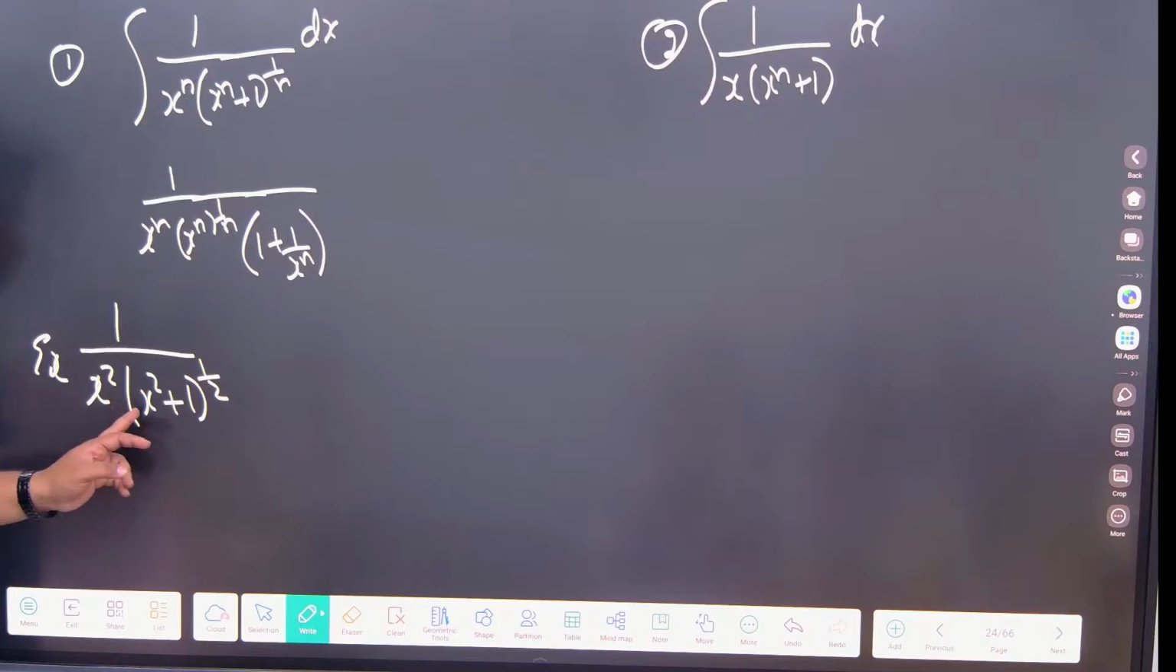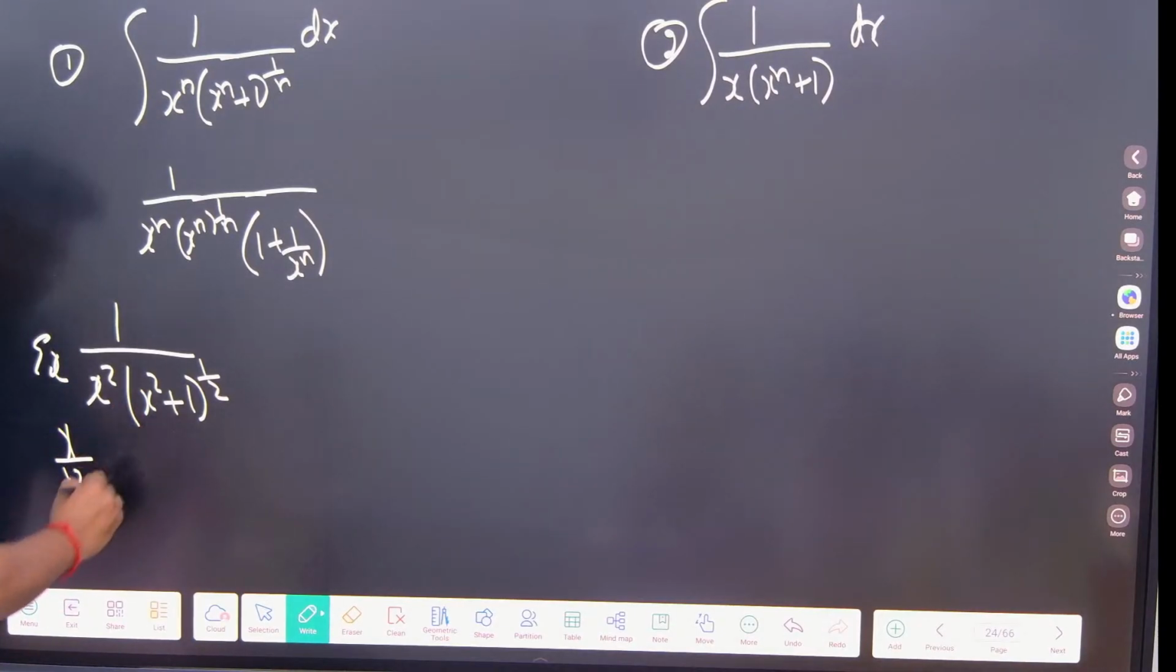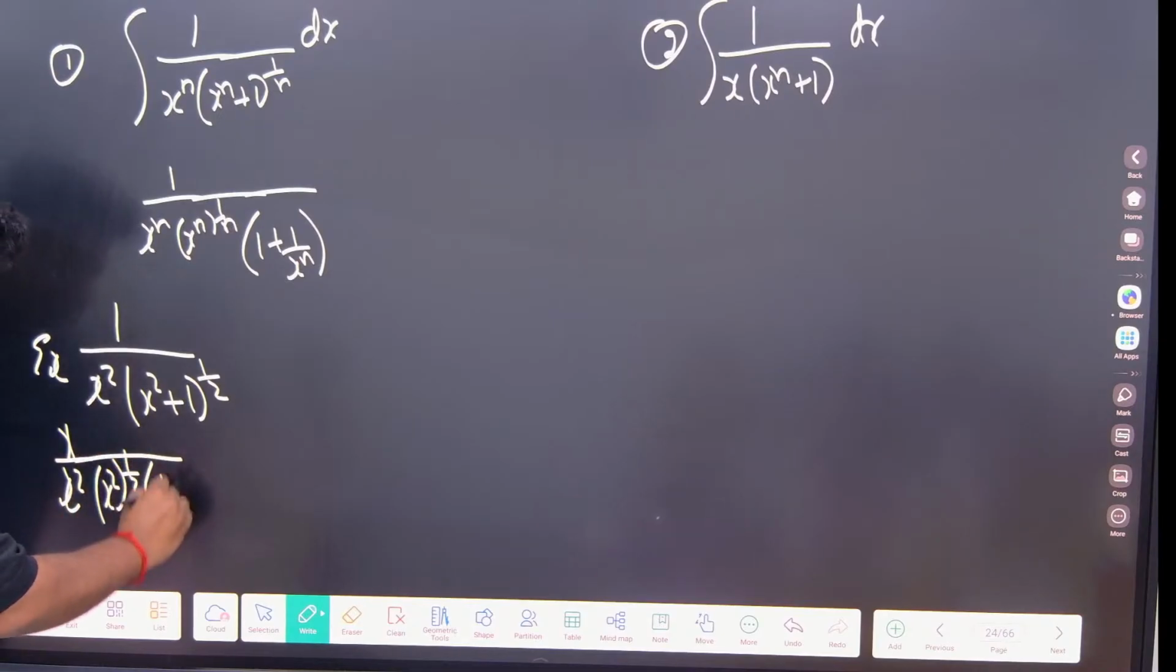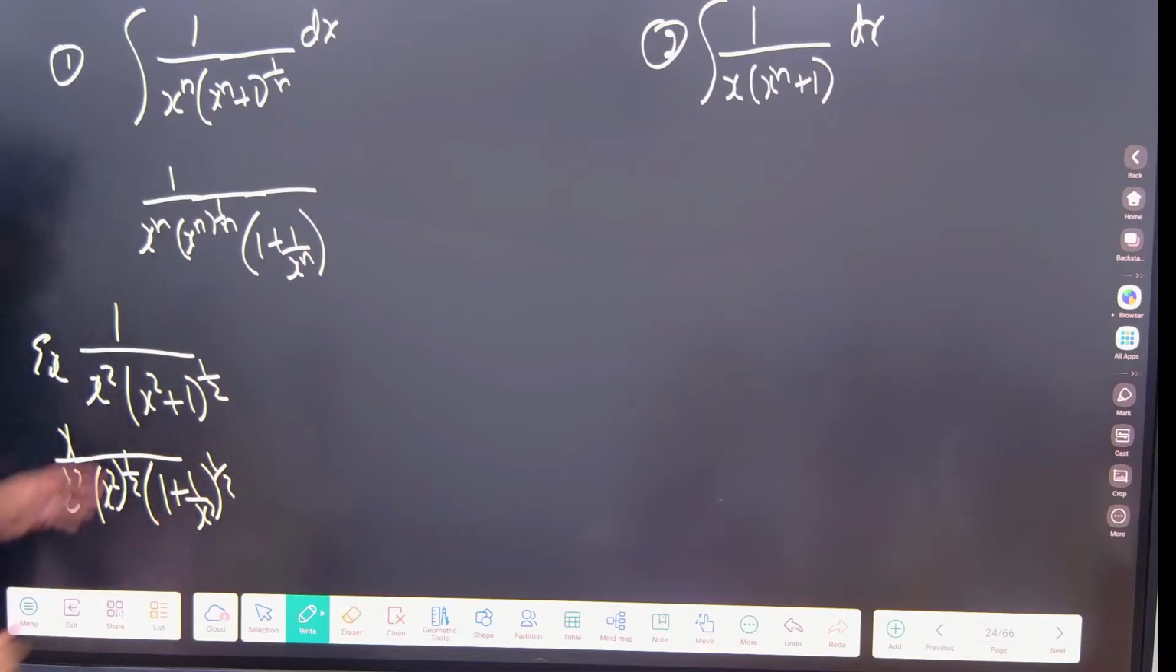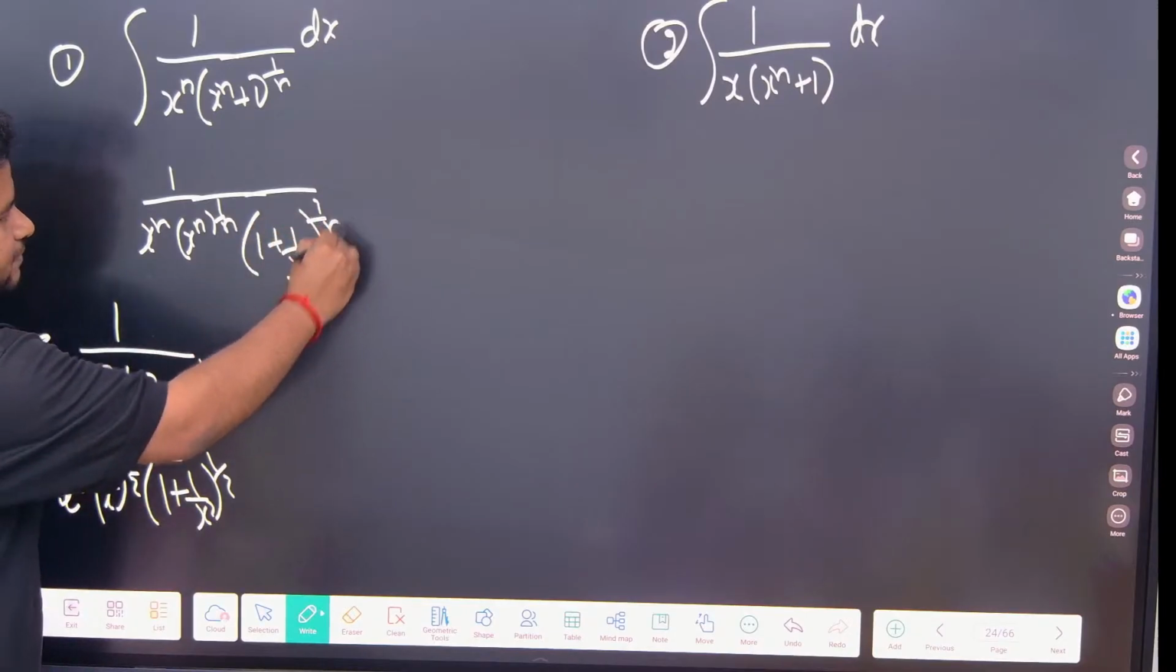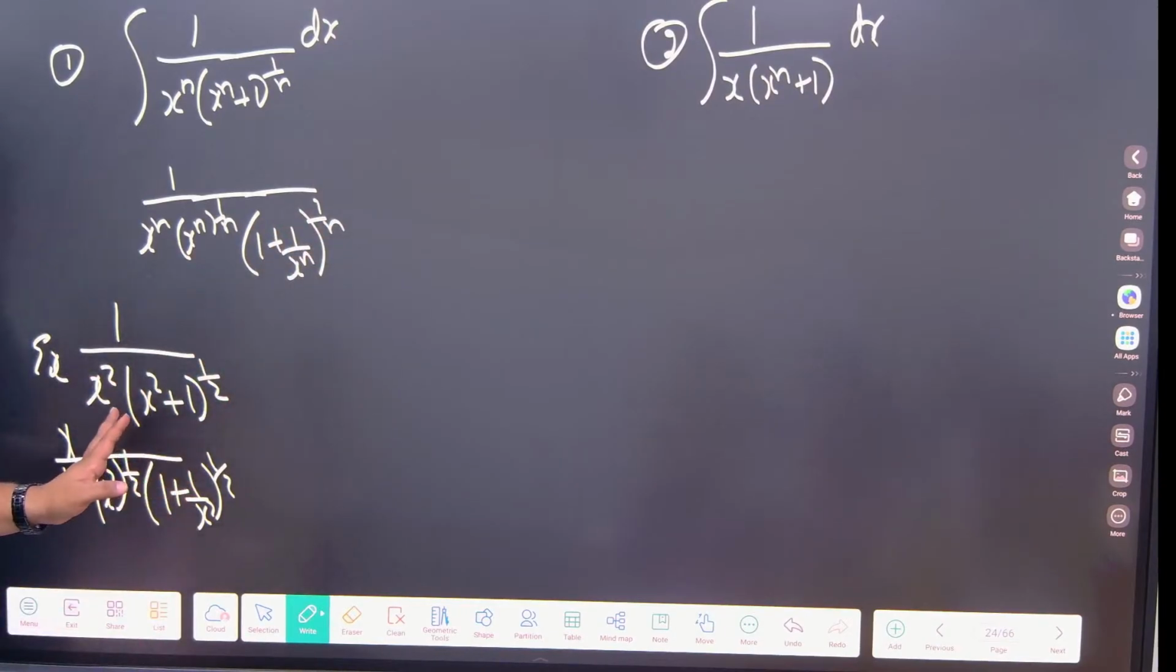What should I bring outside? x square. So this will become 1 by x square. If I bring x square outside, this will be x square to the power of 1 by 2 into 1 plus 1 by x square to the power of 1 by 2. Here I forgot, the 1 by n will be there. Understood? This is what we are doing. If they give a question like this, you have to do it like this.